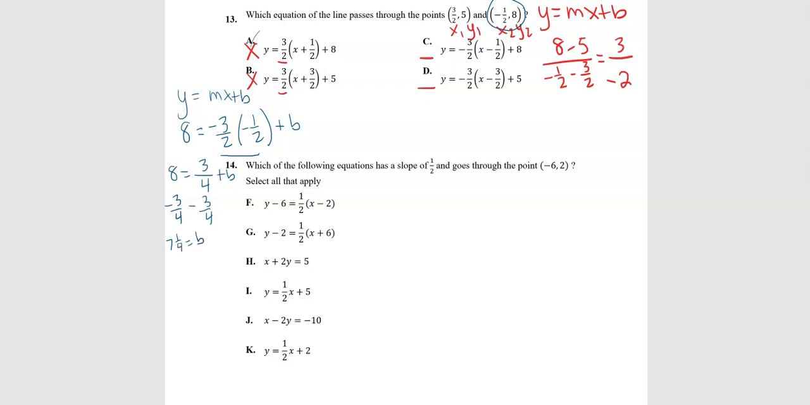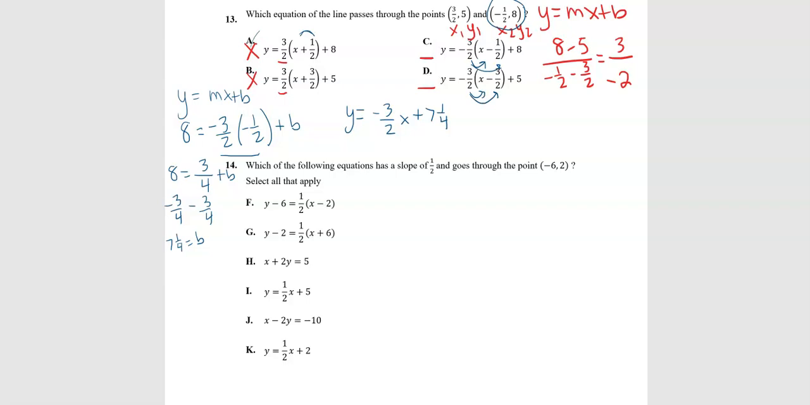So if my equation was a normal equation and it didn't have any of this interesting distributive property stuff going on in it, I would have y equals -3/2x plus 7 1/4. But that's not what I have here. So what I have to do is actually distribute out these slopes to figure out which one would be correct.